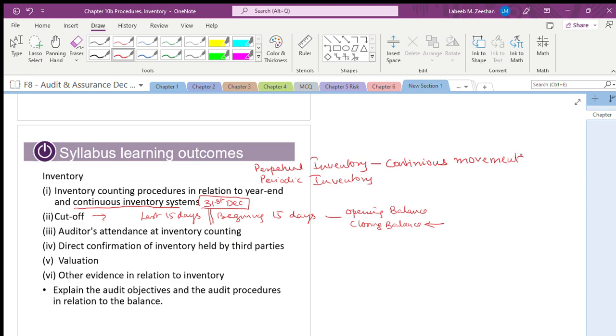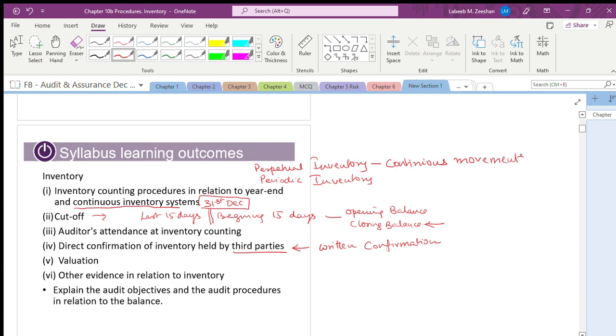adjustments. Okay. Now, what is auditor attendance at inventory counting? What you will do? Observe, inspect. Is it right? Observe. Your observations are there. You will inspect how the inventory count is going on. Direct confirmation of inventory held by third parties. If the inventory is at some other place, you have to get confirmation. We have discussed somewhere in one of the chapters earlier. What happens? We have to get written confirmation. Is it? These are the methods we have covered.